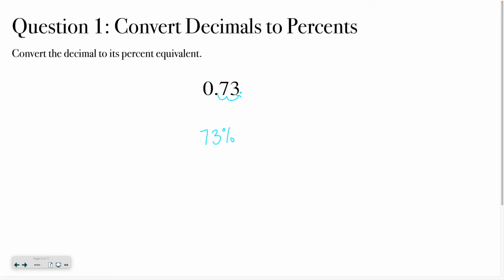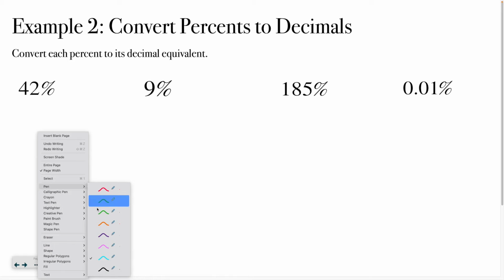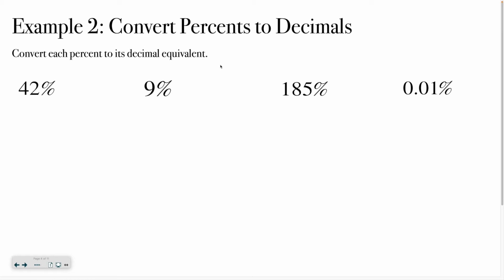Hopefully you moved that decimal 2 places to the right and determined it's 73%. Now let's try that same idea, but this time we're going to take a percent and change it to a decimal. When you're going from a percent to a decimal, you move the decimal the other direction, but it's always 2 places. So move the decimal 2 places to the left.